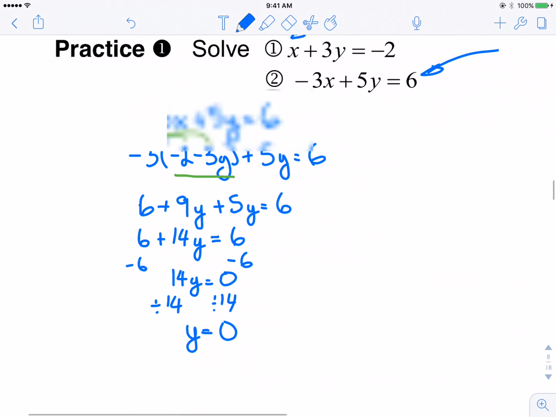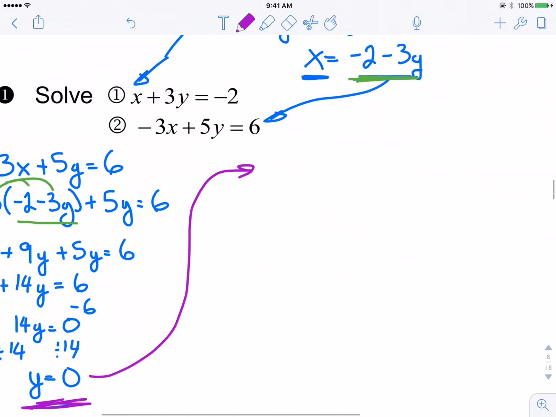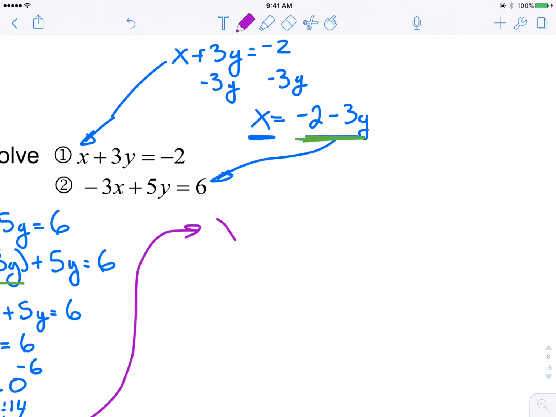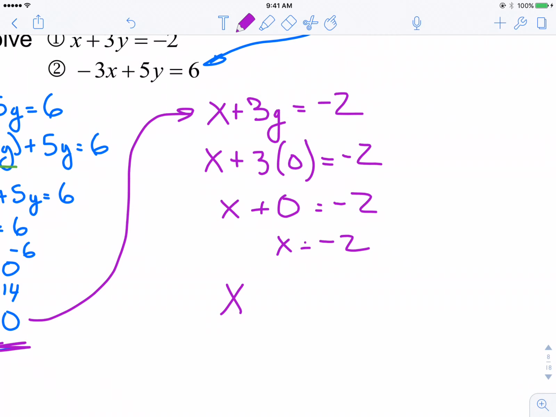So now that I have that value for y, I take this value for y, and substitute into either of the two equations. That first equation looks super simple, so I'm going to say x plus 3y is equal to -2. I'm going to say x plus 3 times 0 is equal to -2. x plus 0 is equal to -2, so x is equal to -2. So the solution to my system would be, my xy coordinate point would be -2, comma, oh man, let me write that properly, -2, comma, 0.